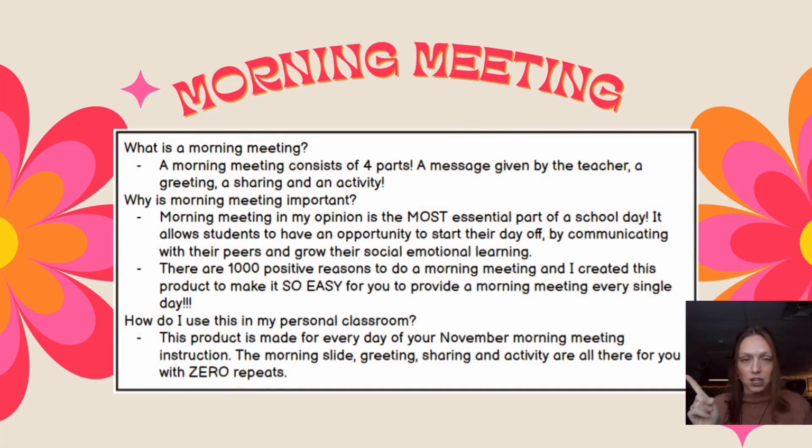So a morning meeting is 4 parts. The first part is a message that students read when they come into the classroom or you read together with them. The second part is a greeting. Then you have a sharing and an activity.